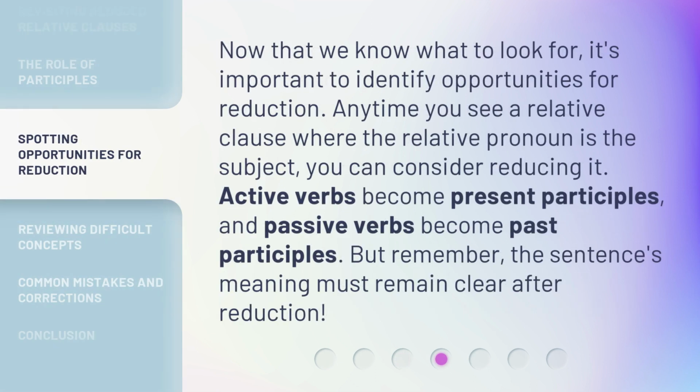Now that we know what to look for, it's important to identify opportunities for reduction. Anytime you see a relative clause where the relative pronoun is the subject, you can consider reducing it. Active verbs become present participles, and passive verbs become past participles. But remember, the sentence's meaning must remain clear after reduction.